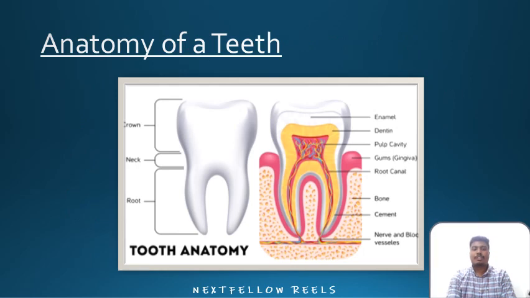Now we have to first discuss the anatomy of a tooth. What does a tooth look like? So this is the crown, the upper part that you see, the neck which is embedded in the gums, and the part which we cannot see is the root. The uppermost covering is the enamel and then the dentin. We have the pulp cavity where vessels and nerves are present. The lowermost part is the gums which cover the tooth from below, and above that is the cement.